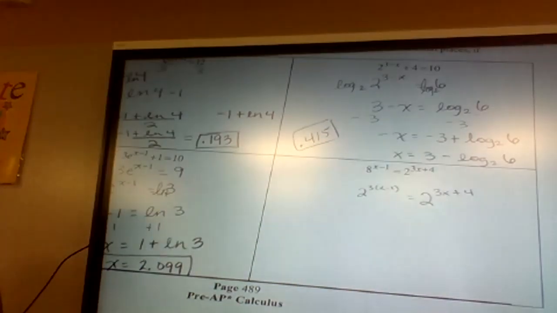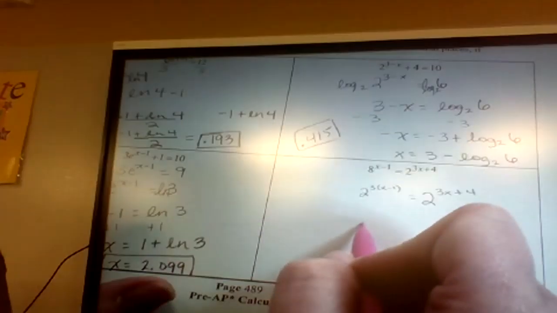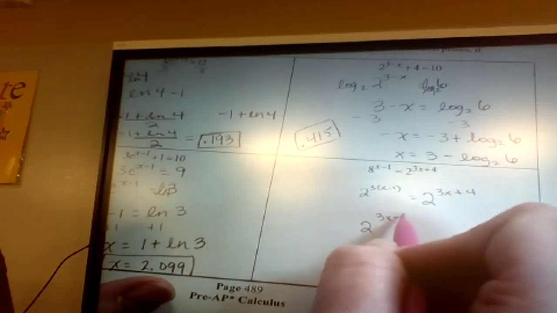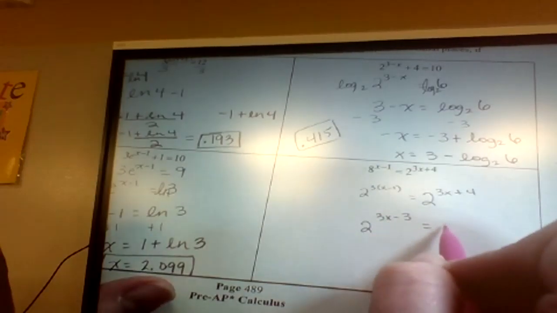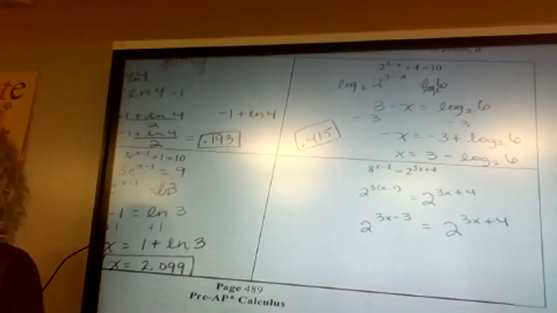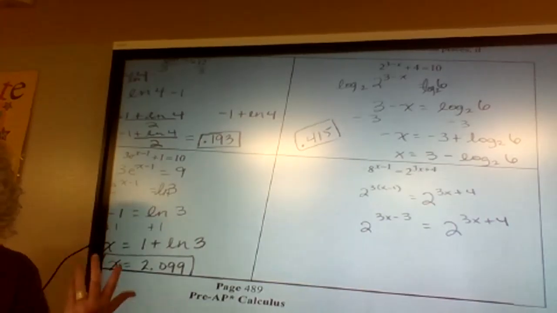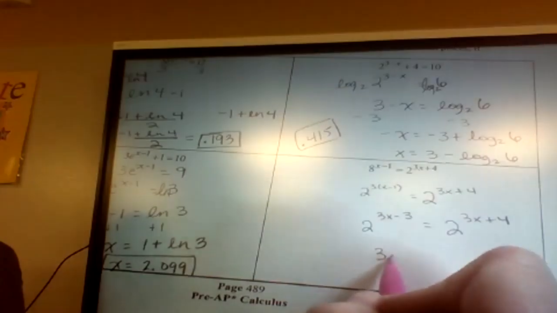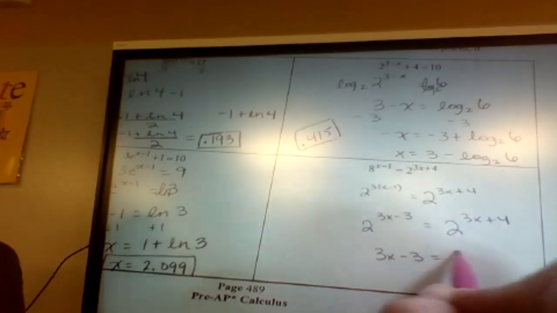I don't think I should do it. So this is 2^(3x-3) = 2^(3x+4). Well, at this point, if you know your exponent rules, you really don't have to do a logarithm, because if the base is the same, the exponents have to be the same. So you have 3x - 3 = 3x + 4.